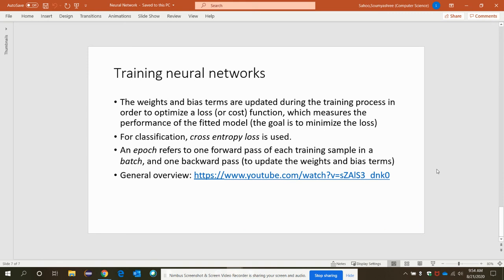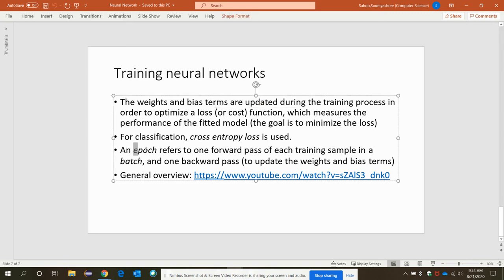Next, training the neural network. Here the weights and the bias terms are updated during the training process. There is a loss function. Loss is often used in the training process to find the best parameter values for our model, that is the weights in the neural network. It is what you want to optimize in the training by updating the weights. This is your loss or cost function.